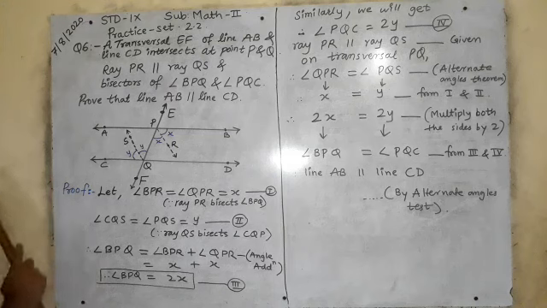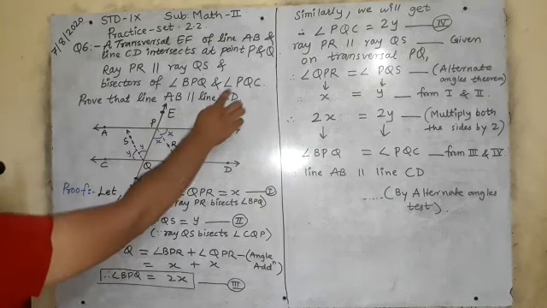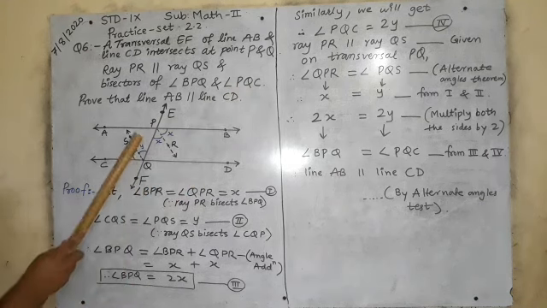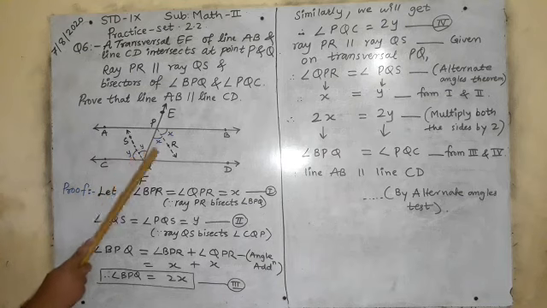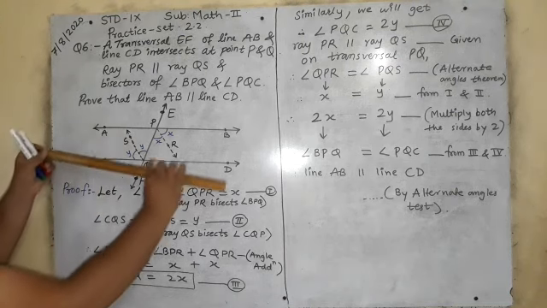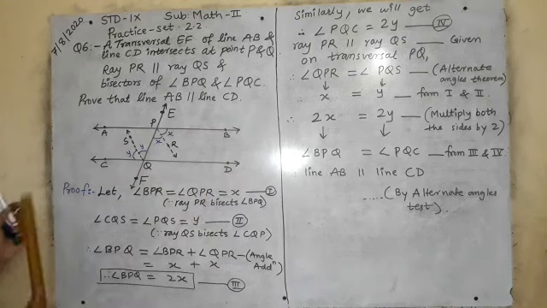Okay, now see what else. And QS is also an angle bisector of angle PQC. Pay attention here, PQC. So ray QS is also an angle bisector. Can you see here, I have written this is also Y and this is also Y. It means this and this angle are equal. Okay, so now what we have to prove? We have to prove that line AB, means this line AB, is parallel to line CD.